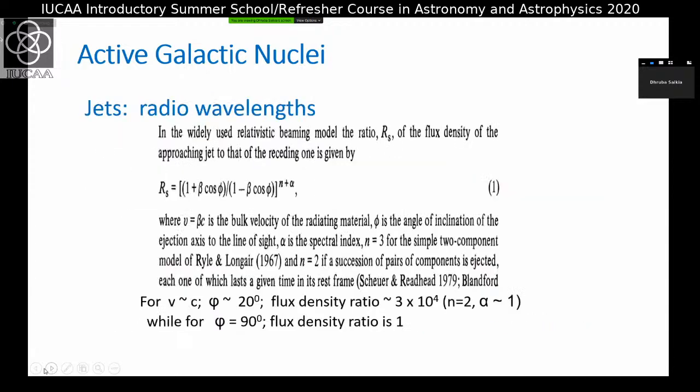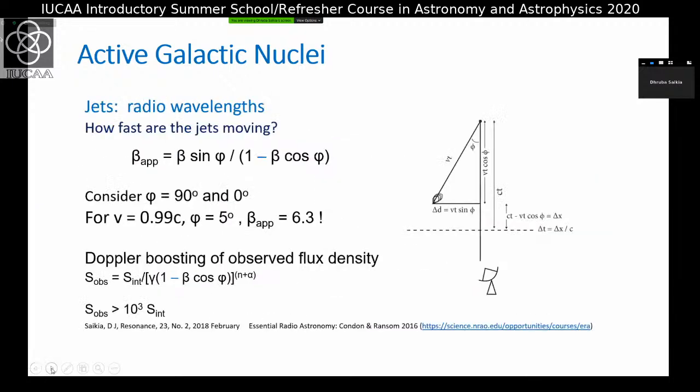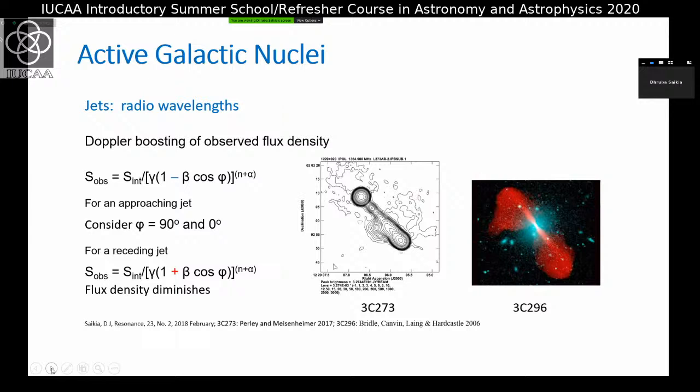Now, sorry, I went ahead a slide. Let me just go back to this over here. Doppler boosting of observed flux density. Let's come back to this equation. We saw this image of 3C273, where we saw superluminal motion, and we also had earlier met this galaxy 3C296, which has a weak core and very symmetric jets. Now, look at it over here when I mentioned the enhancement in the flux density for an approaching jet.